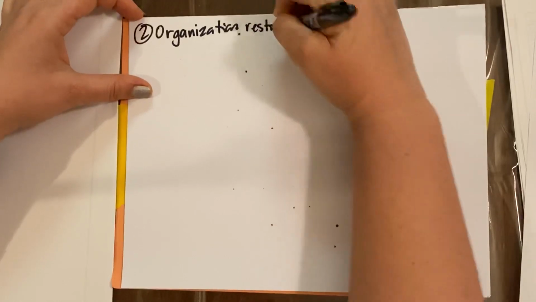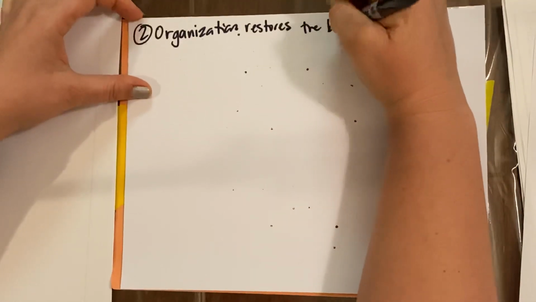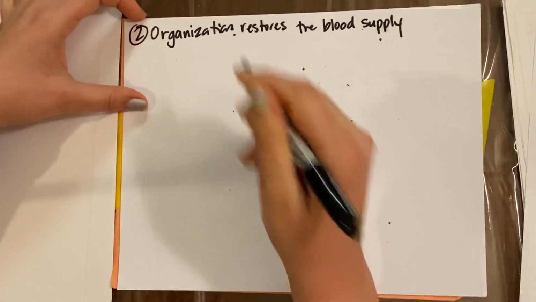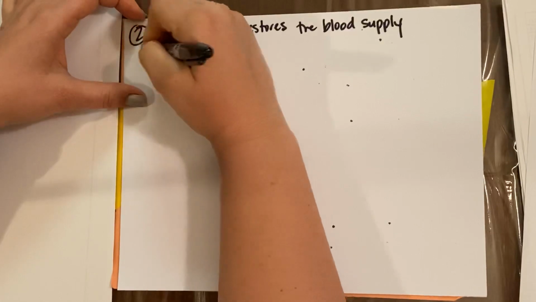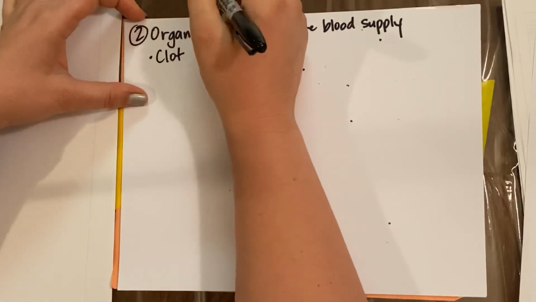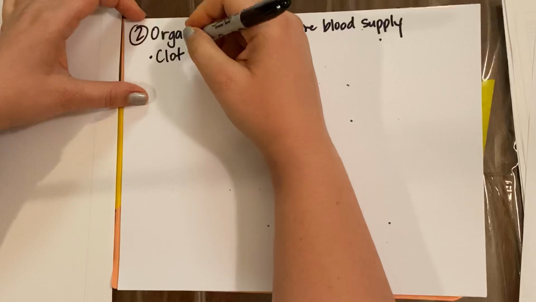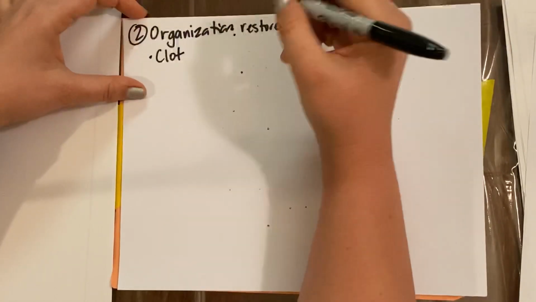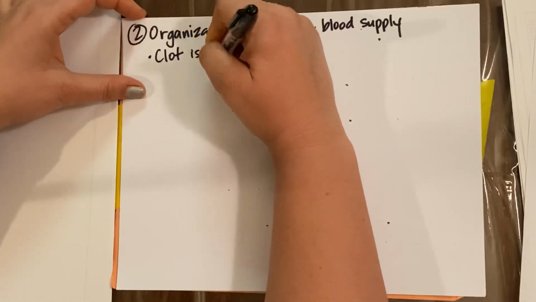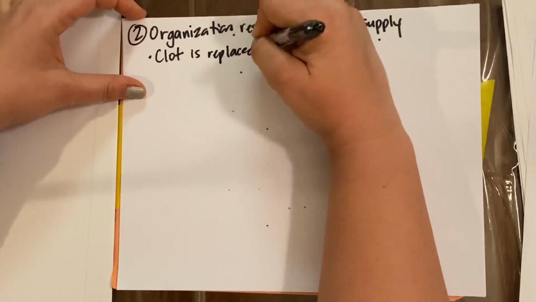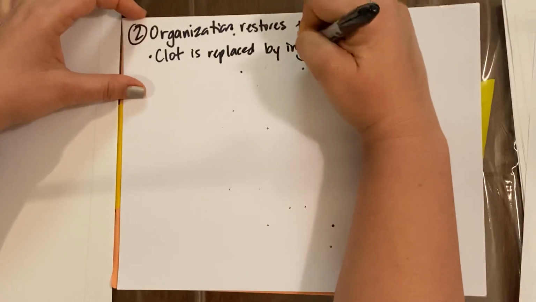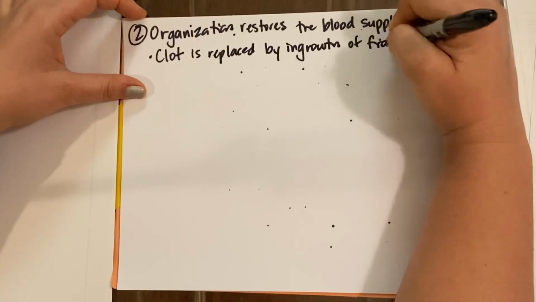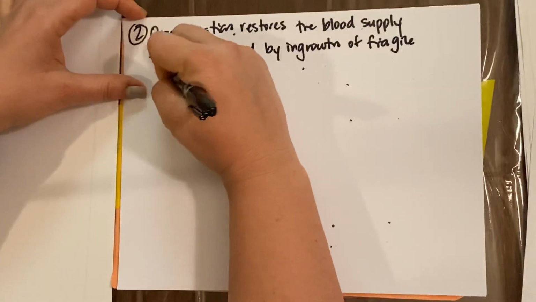Restores the blood supply. Okay, so beneath the clot, so we have this clot that's formed. Beneath the clot, there is going to be kind of a growth of a new type of tissue. Okay, so we're going to say clot is replaced by ingrowth. So this is under of fragile capillaries.